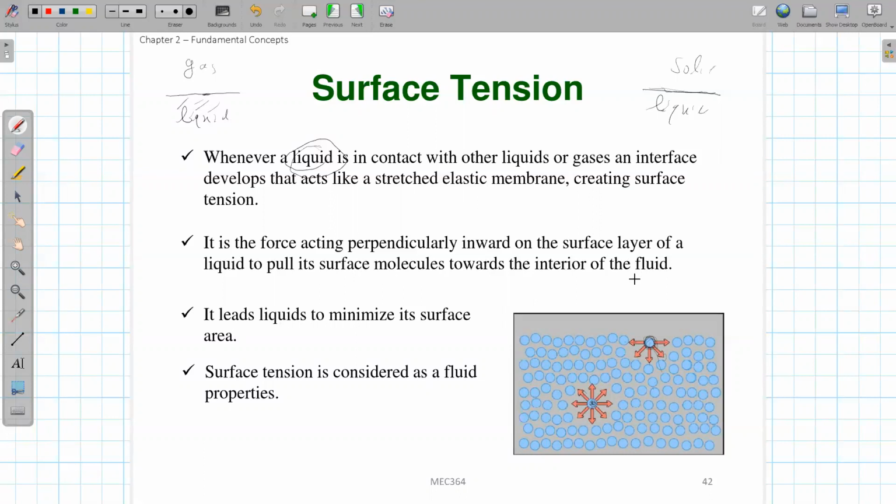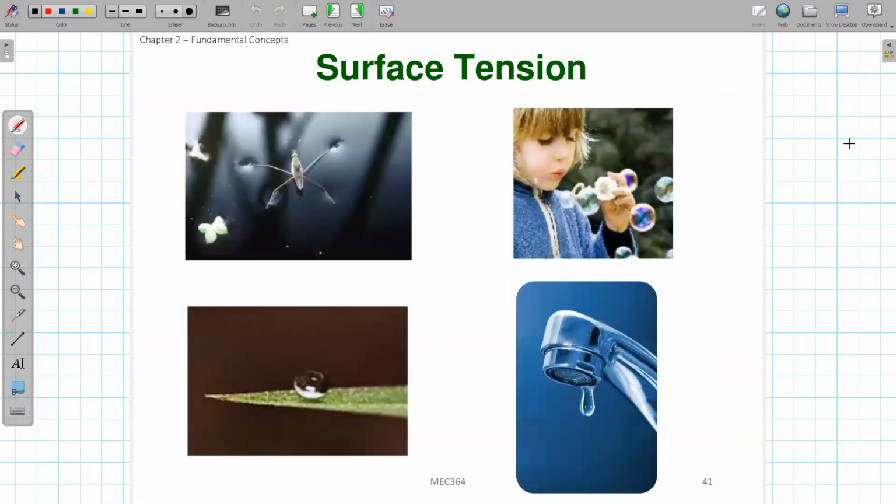And so what's the result of this? Because we try to drag all these surface molecules to the inside, the liquid tries to minimize its surface area. And that is why, when we talk about surface tension, this bubble is a sphere, not rectangular or triangular, because a sphere is the shape that has the minimum surface area for a given volume. A similar thing applies to this dew drop, which is similar to a sphere. That is also the reason.